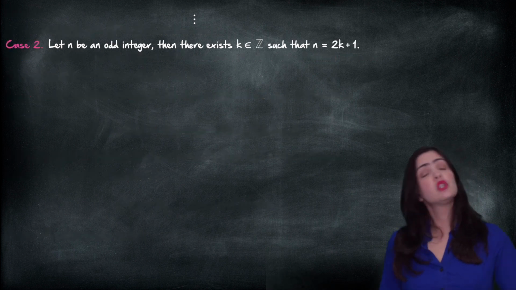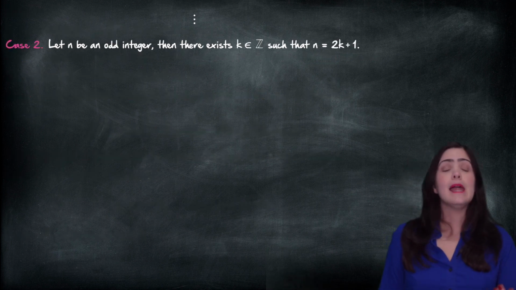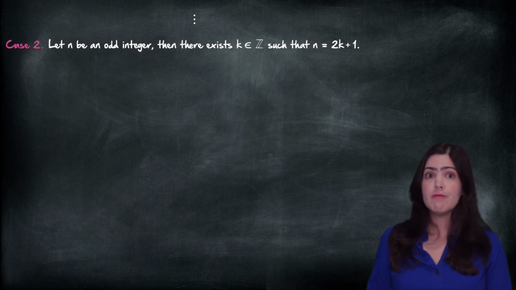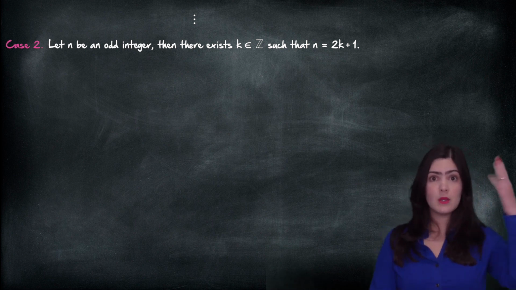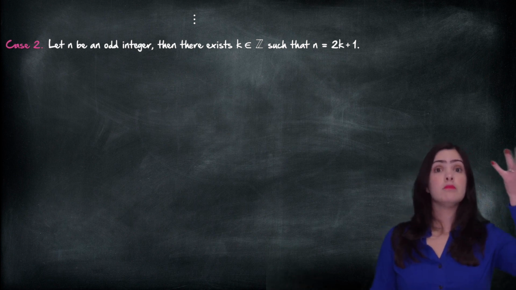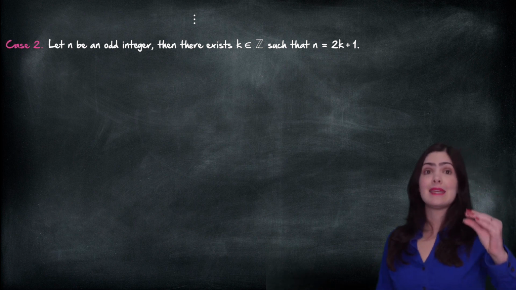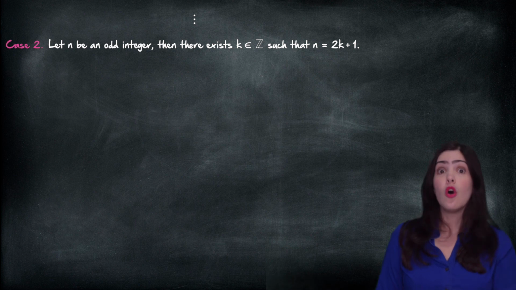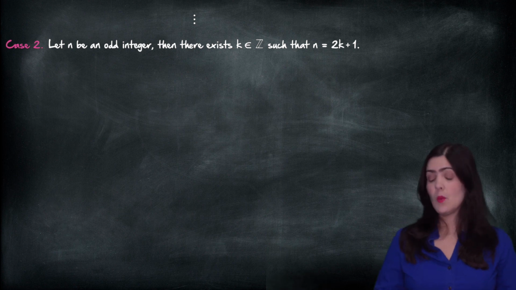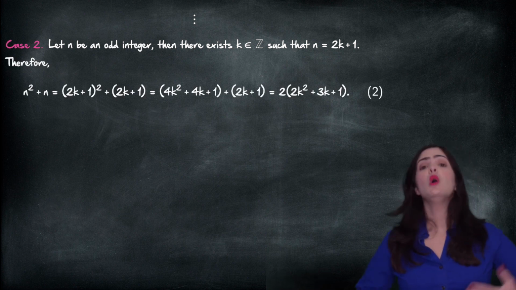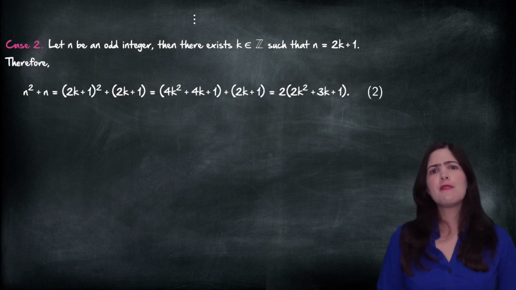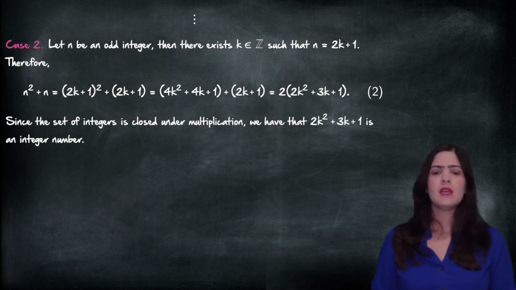And now we have to do case 2. I fix n to be an arbitrary odd integer. We're assuming that we started with an arbitrary integer and now we're taking 2 cases. So now we're going to look at the case that n is odd. Now we know that there exists an integer k such that n is equal to 2k plus 1. And we're going to again perform the algebra the same as we did before. So I'm not going to go over it again.